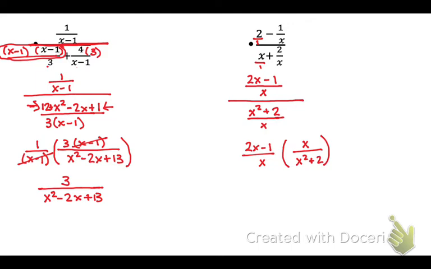The x's can reduce. Anybody else hate crossing out an x? Like, I feel like it's weird. Okay. Anything else? No, because I have x squared plus 2. That doesn't factor, does it? If it factors, should I factor it? Yep. So I have 2x minus 1 over x squared plus 2.